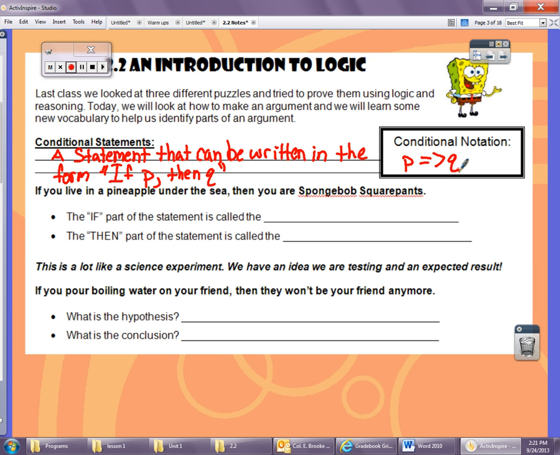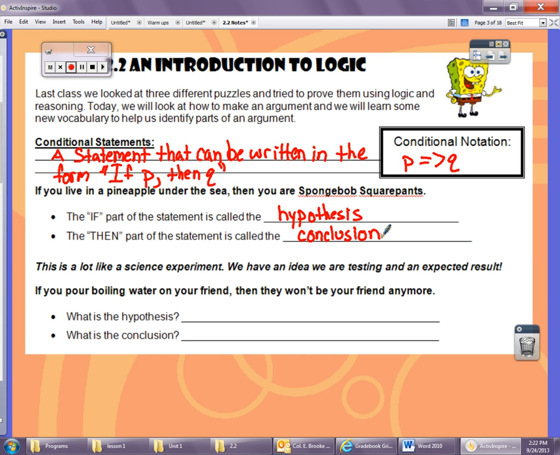So we have our question: if you live in a pineapple under the sea, then you are SpongeBob SquarePants. The if part of the statement is called the hypothesis. And the then part of the statement is called the conclusion. This is not like a science experiment. We have an idea, we are testing, and an expected result.